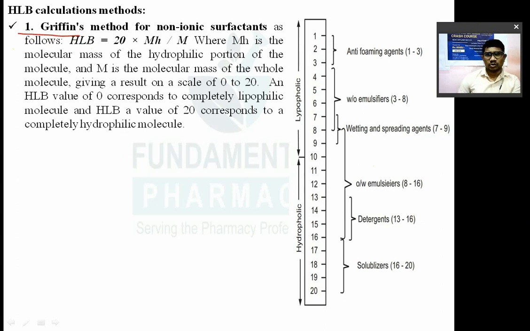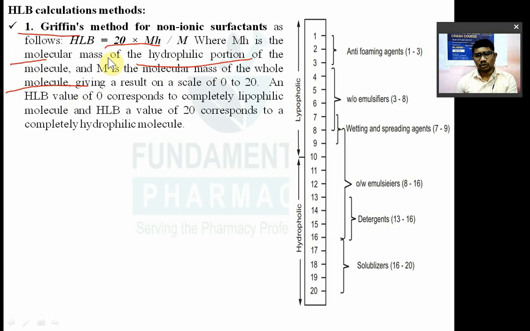So according to this method, HLB value can be calculated as HLB is equal to 20 into MH divided by M. तो MH क्या है? MH is nothing but the molecular mass of hydrophilic portion of the molecule. And what is M? M is nothing but the molecular mass of whole molecule. तो molecular weight कितना है और molecular weight of hydrophilic portion कितना है, उसके बेसिस पे अपन HLB value कैलकुलेट कर सकते हैं उसका. So HLB value according to the Griffin's method.